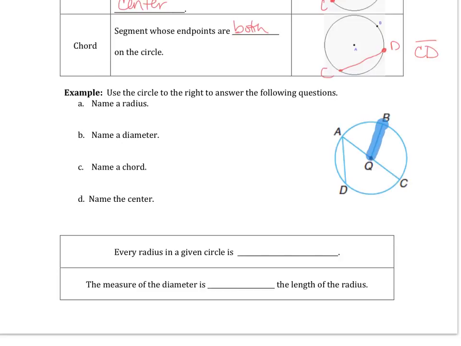I'm going to highlight some radiuses here. So I've got the segment BQ for one of them. I'll highlight the next one here in red. I can also say radius QC or CQ. And then the last one, I'll highlight it in green for you. It would be right here, and I'll name that segment AQ.